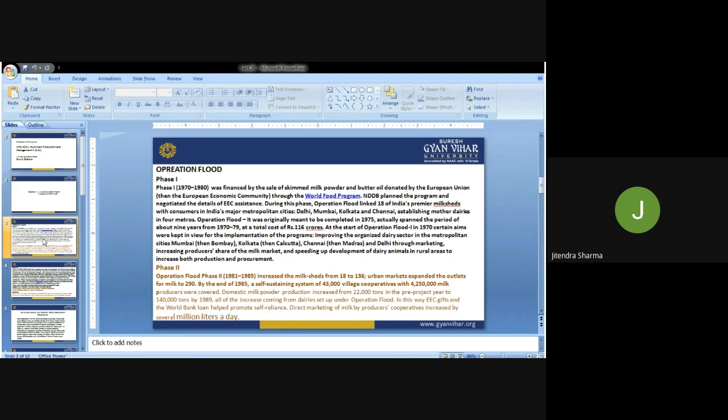The first phase was started after the death of Shastriji, in 1969-70. It was finalized by the sale of skim milk powder and butter oil donated by the European Union. Then the European Economic Community, through the World Food Program, NDDB planned the program and negotiated the details of European Economic Community assistance.